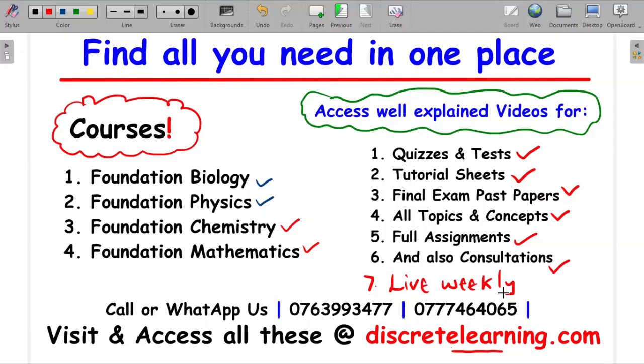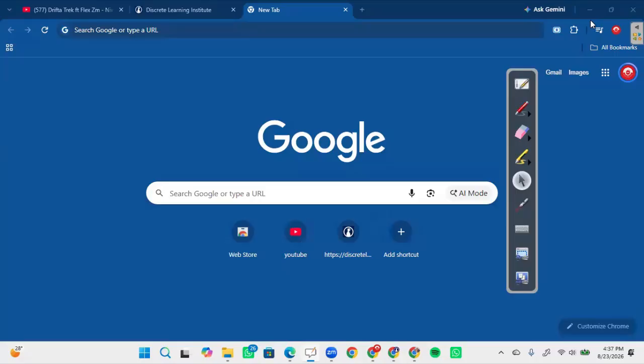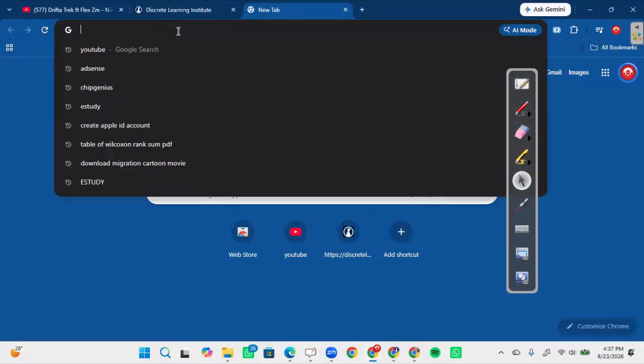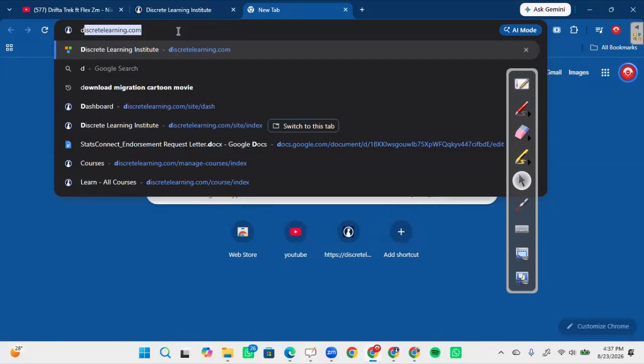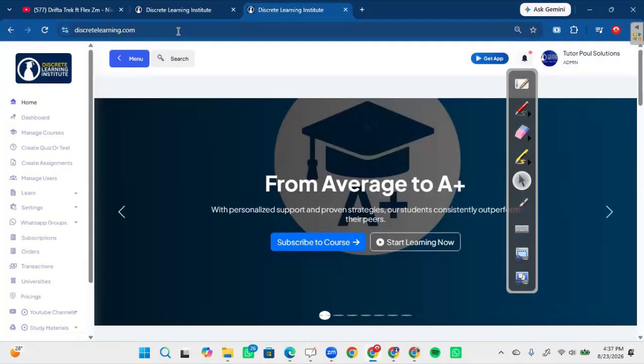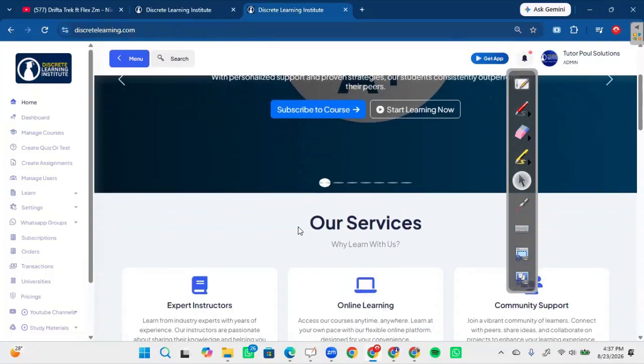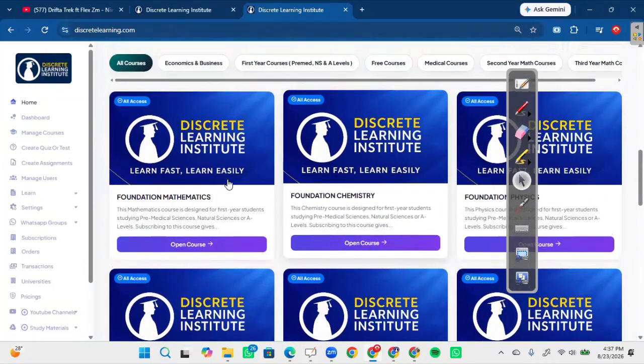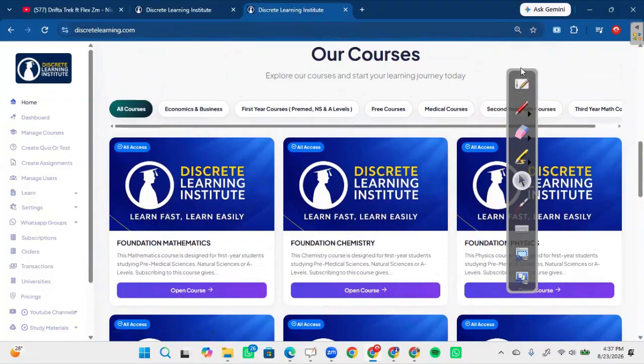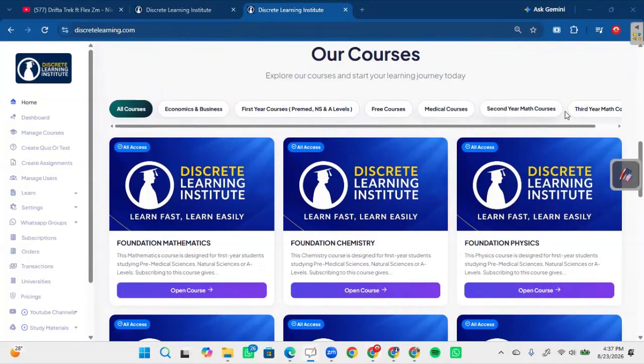For those who've never seen the website and want to subscribe right now, you can simply open any browser. I'll open Chrome and type in discretelearning.com. Punch this in and it takes you to the website. This is the website here, and you can see there are a lot of courses. Depending on your level, we have these filters on top. You can even check the filter for free courses. There are free study materials that you can use, like past papers, past tutorial sheets, notes and the like. You can go there and find them.